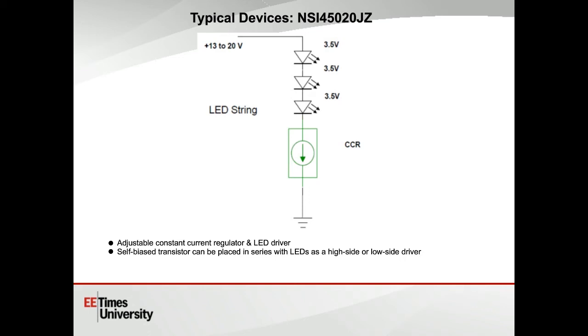The NSI45020, this is a constant current regulator. And again, we're no longer talking about automotive headlights. We're talking about some of the lower power applications, such as the side mirror indicators that tell you when your turn signal is on, or instrument backlighting, or again, the chimsel or map lights.